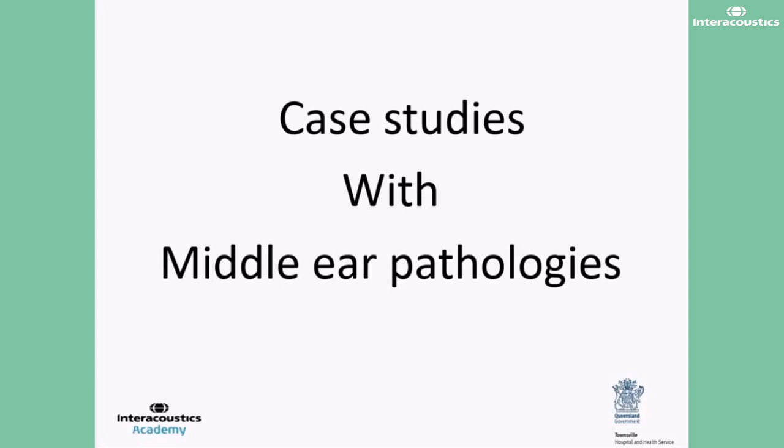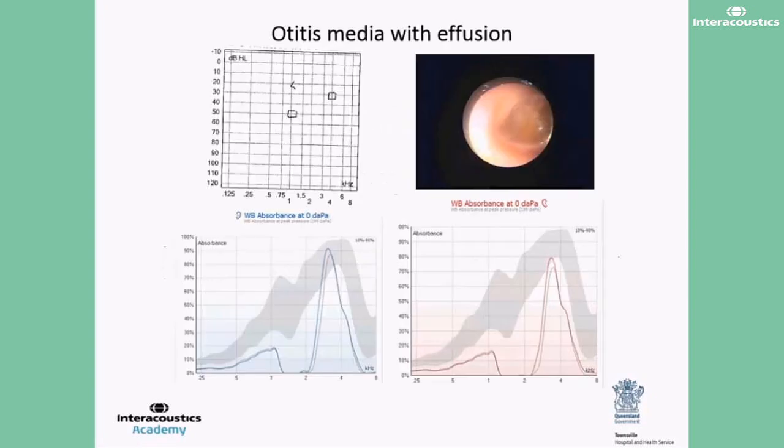Let's take the most common one, which is otitis media with effusion. The wideband absorbance traces from the right and the left ears are given in the slide. Now, the VRA showed a moderate sloping to a mild conductive loss in the better ear, and in otitis media with effusion, one of the common patterns is that the wideband absorbance is reduced in the low to mid frequencies and a sharp peak is seen between 3 and 4 kHz.